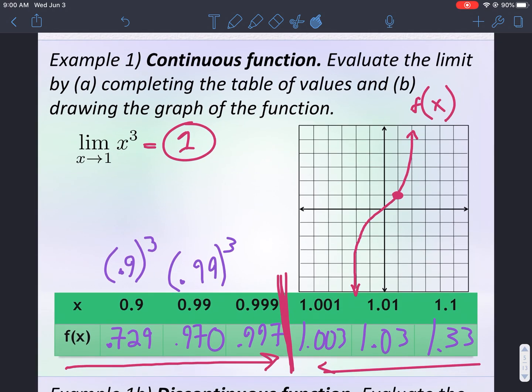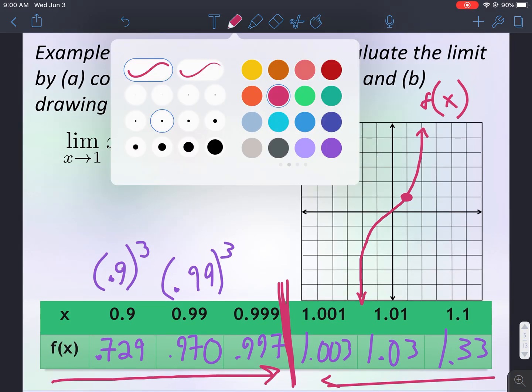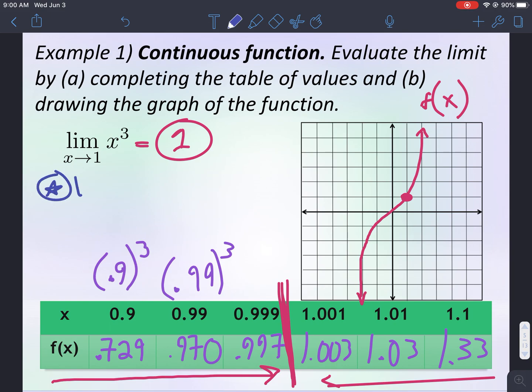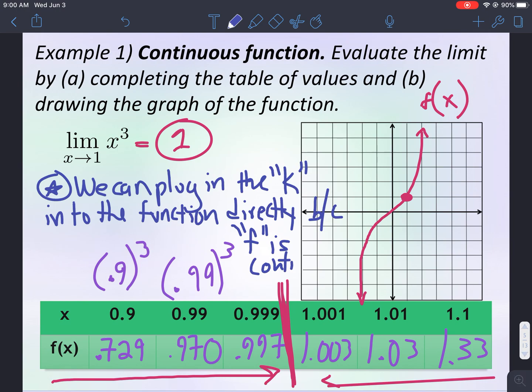This is a very straightforward example because if the function is continuous, we can plug in the value. We can plug in the k, which in this case is -1, into the function directly because f is continuous. We don't run into any issues.